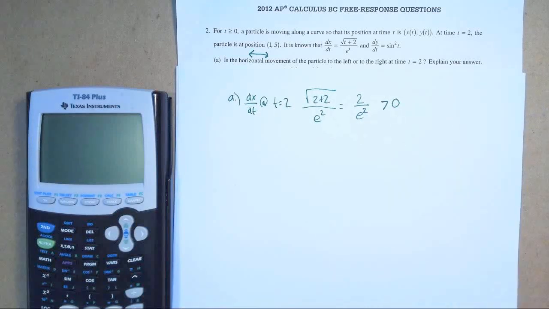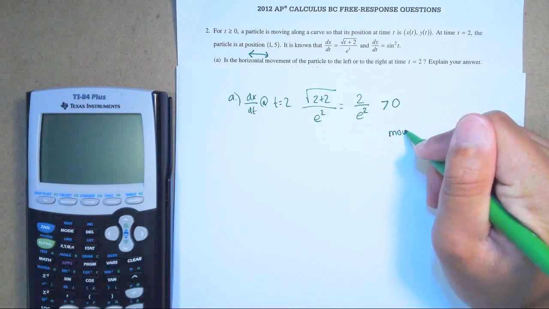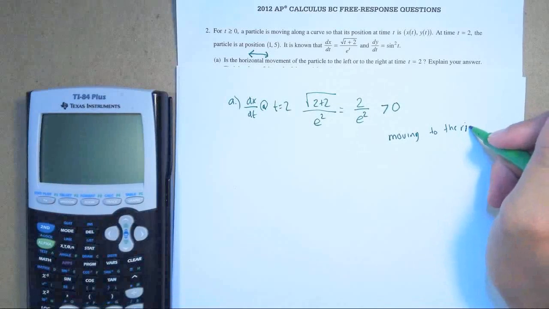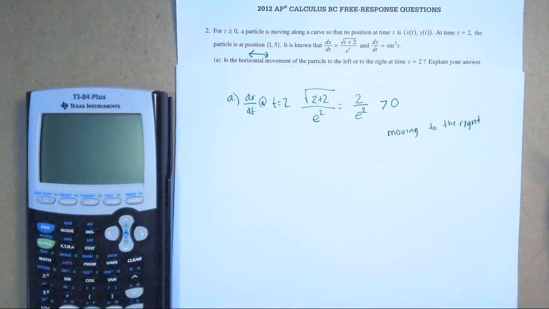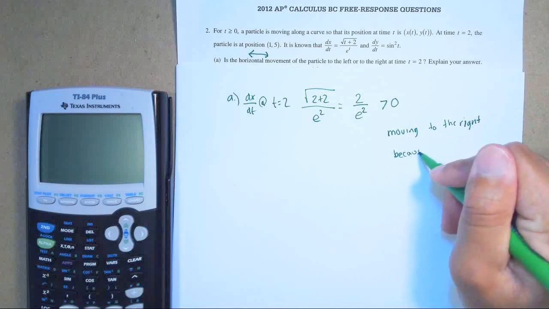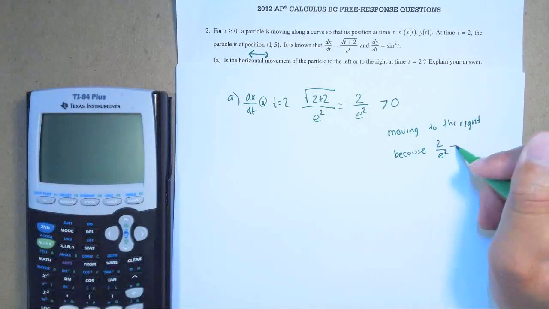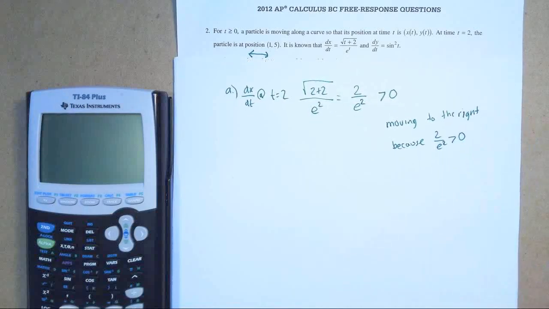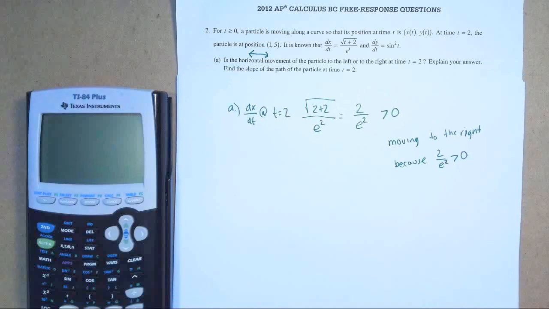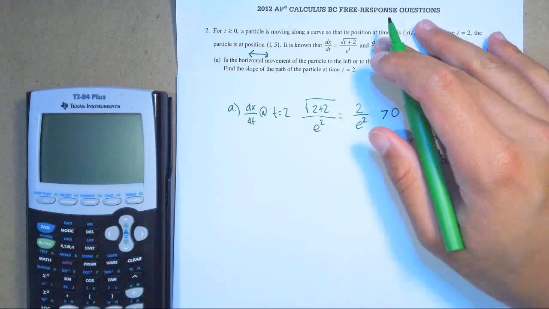And you have to remember, every time a velocity at some time is greater than 0, this means the particle is moving to the right. And then when it tells you to explain your answer, just say because 2 over e squared is greater than 0. Okay? So anytime a particle is moving to the right, you have to remember your velocity at some point is going to be greater than 0. If it's to the left, it means that your velocity should be less than 0, so technically negative numbers. Okay? Alright, so let's move on to part B.